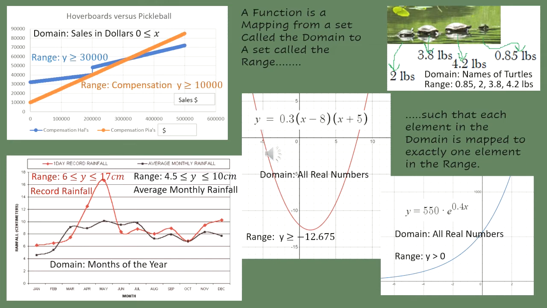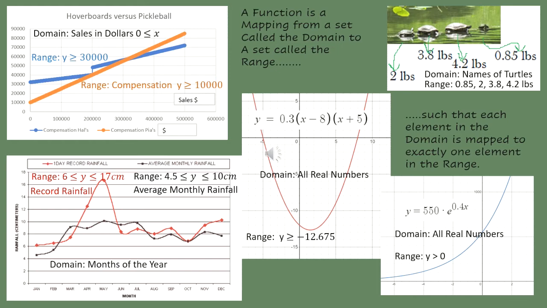And the range for Hal is y greater than or equal to 30,000. His base pay must start at 30,000, and then he gets paid commission. It looks like at 200,000 the formula changes, so there's a gap in his graph, but that doesn't change the domain. The domain would still be x greater than or equal to 0.